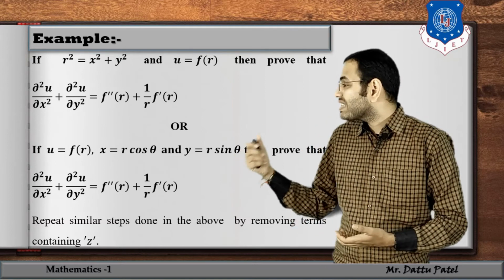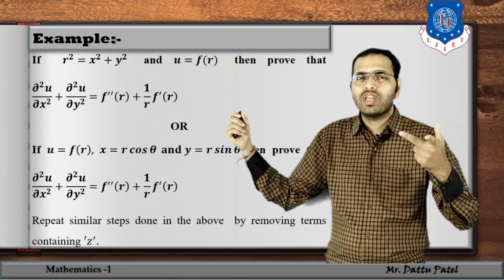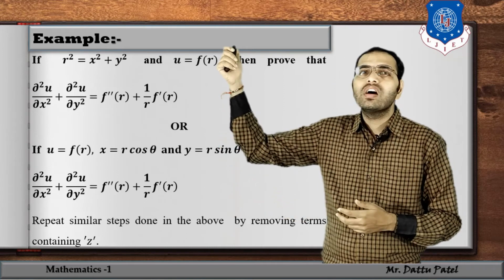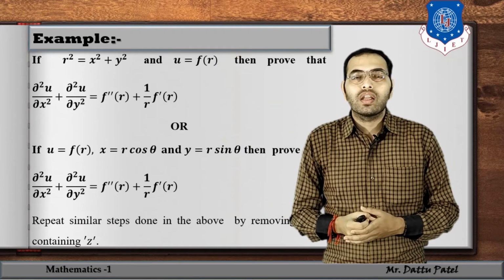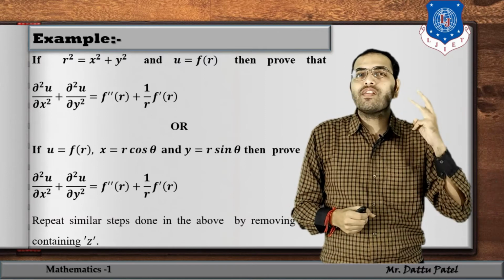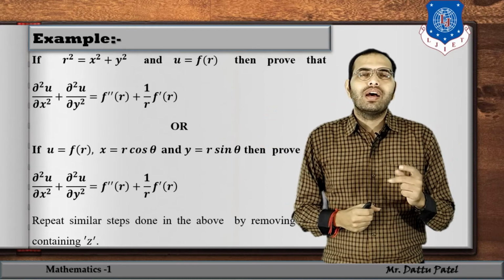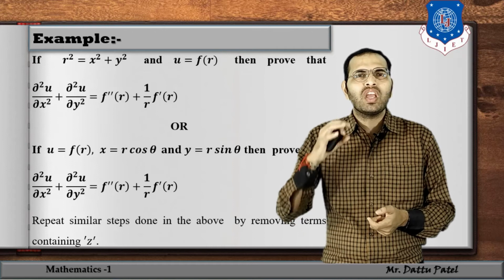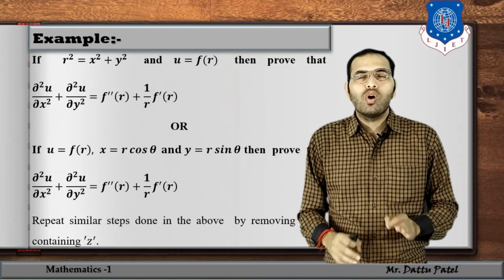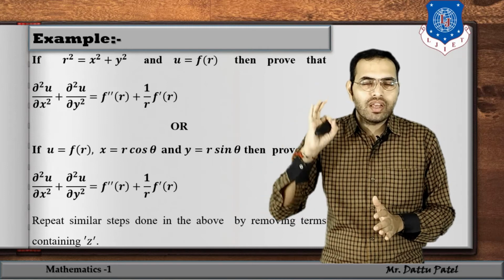This example is the same as the above example, just in polar form and Cartesian form. In the above example we had a total of 3 variables, here we have a total of 2 variables, r square equals x square plus y square. All the remaining steps are the same, only eliminating the terms containing z.